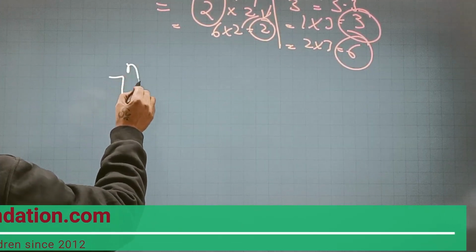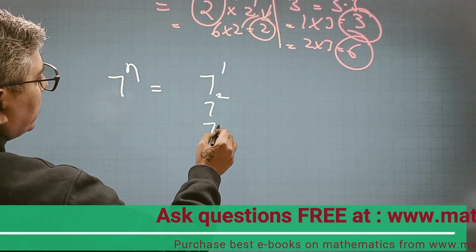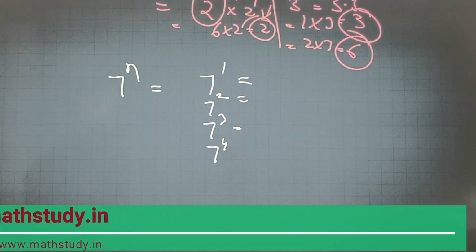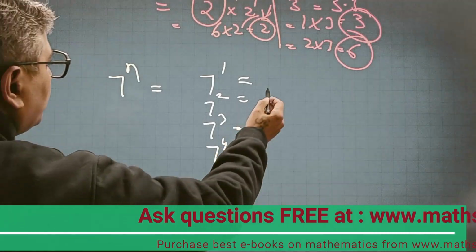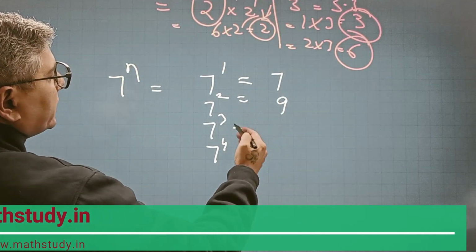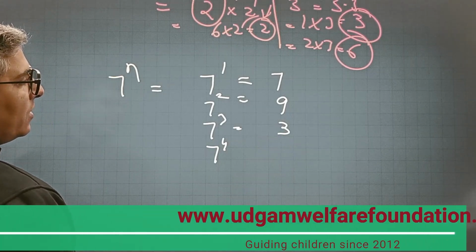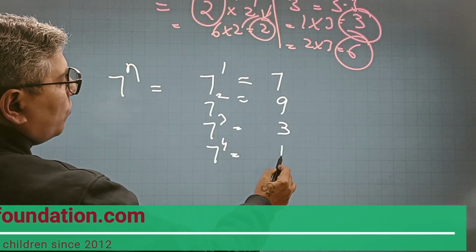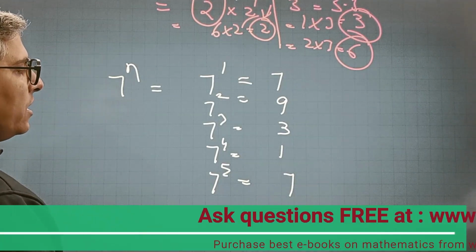So 7 raised to the power n, let's check it out. 7 raised to the power 1, 7 raised to the power 2, 3 and 4. Let's see here. The pattern is repeating itself. So 7 raised to the power 1 will give you 7, 7 raised to the power 2 will give you 9 at the unit place. Then 7 raised to the power 3 will give you 3, because 9 sevens are 63, so 3 at the unit place. Then again 7 raised to the power 4 will give you 1 at the unit place, and 7 raised to the power 5 will again give you 7 at the unit place.